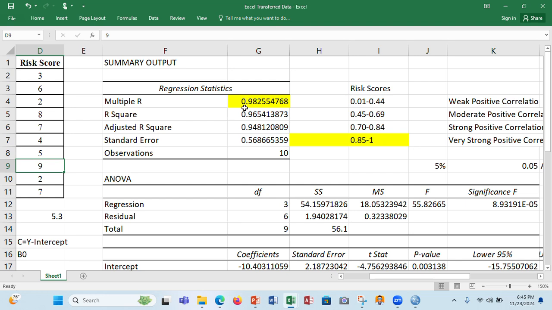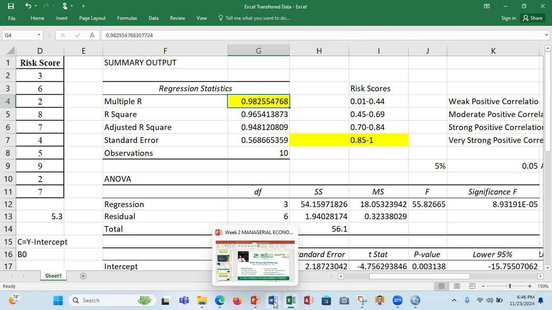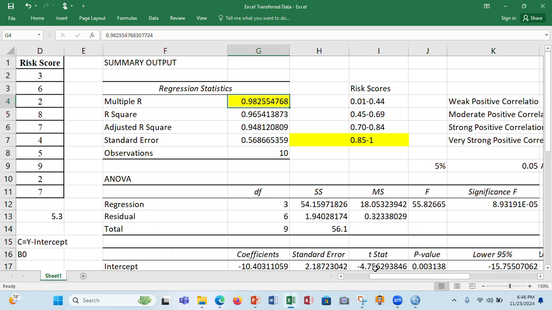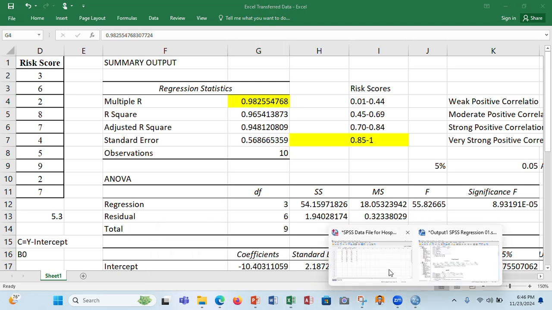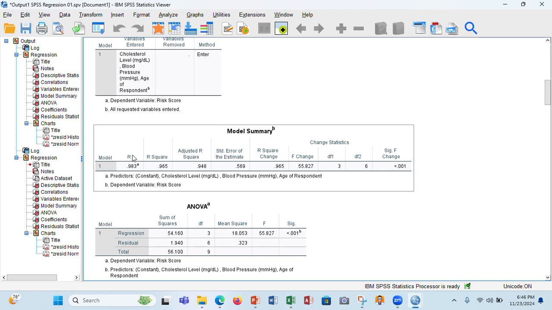So when we are predicting the strength of the variable in general terms, we can base on R here and say this is a strong positive correlation. This R, the multiple R we got in Excel, is actually the R we are seeing in our model, because we are basing on the very same data.